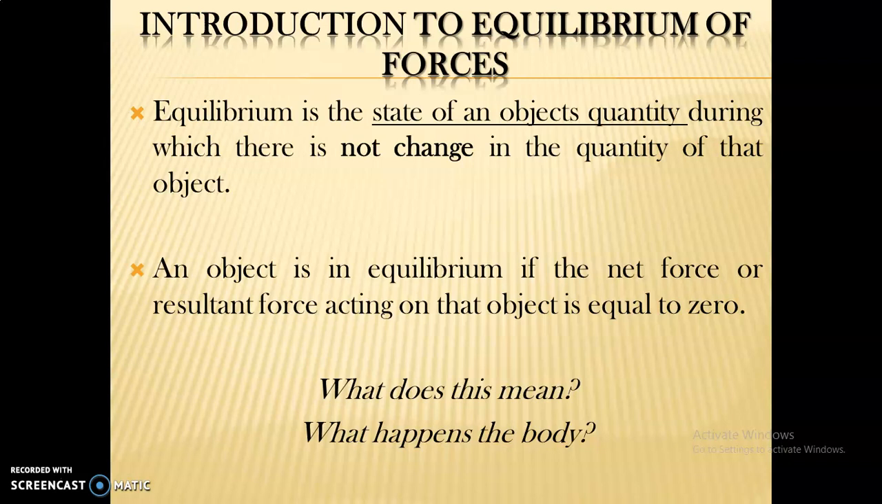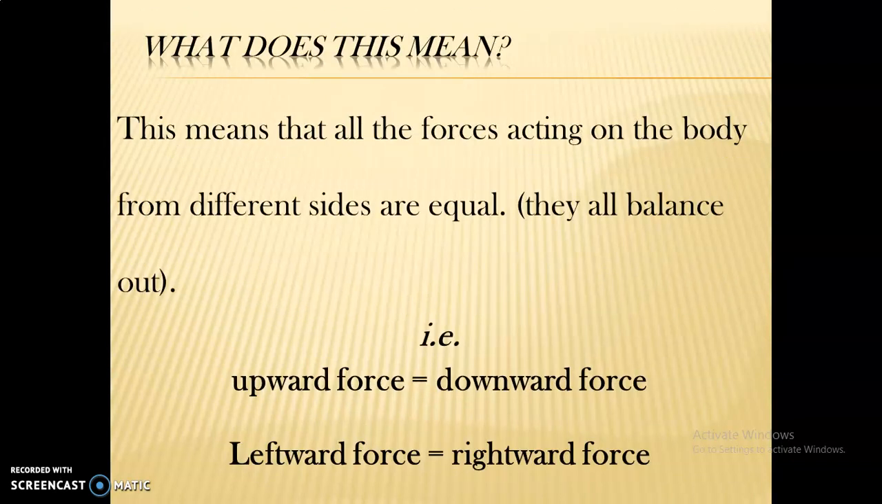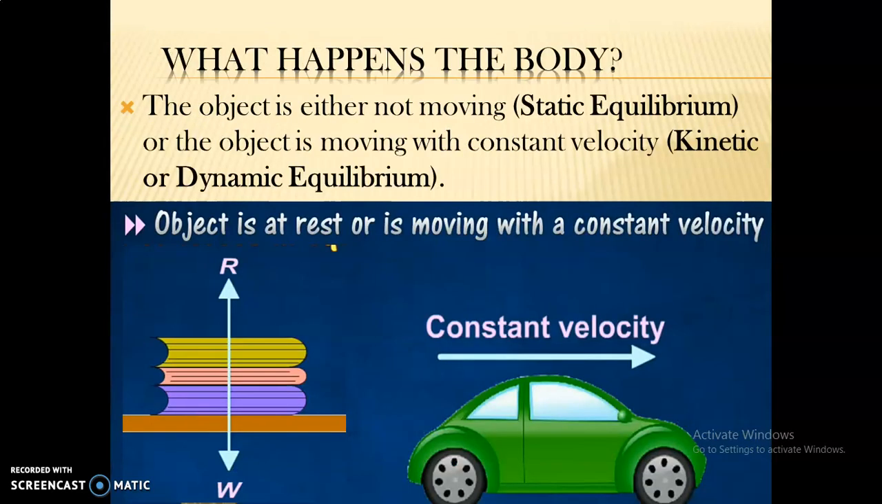Now, what does this mean? And what happens to the body? We can have this in two phases. One, this means that all the forces acting on the body from different sides are equal. They balance out. Now we can say that if we're looking at upward forces and downward forces, leftward forces and rightward forces, they are all equal. The body will not move. Then what will happen to the body? Two things will happen. We can have static equilibrium and we can have dynamic or kinetic equilibrium.